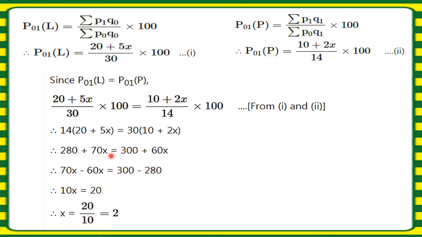Now 70x and 60x are taken together. That is 70x minus 60x is equal to 300 minus 280. That is 10x is equal to 20. Then x is equal to 20 upon 10, equal to 2.